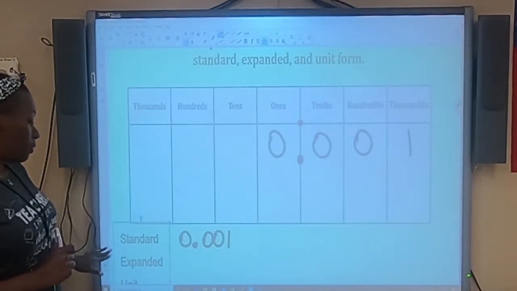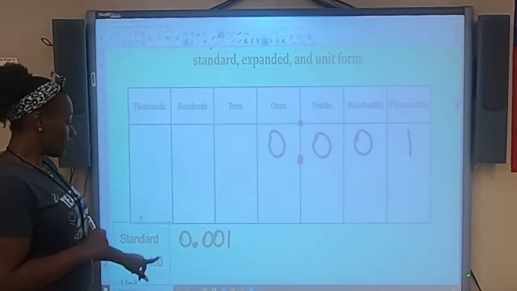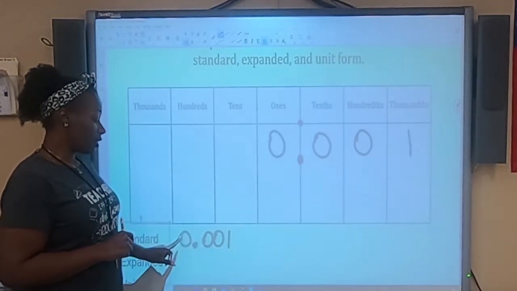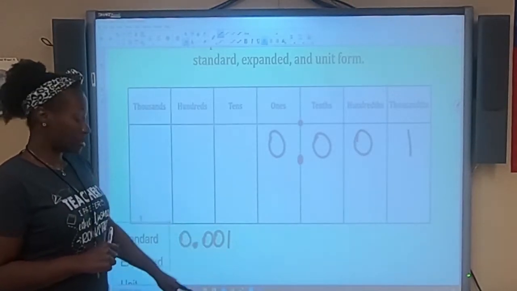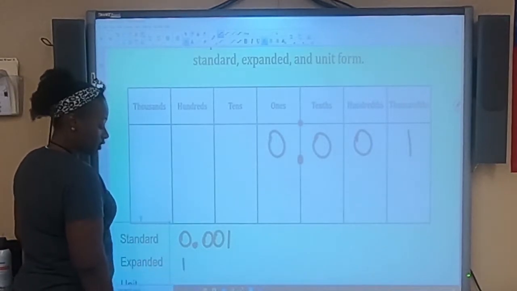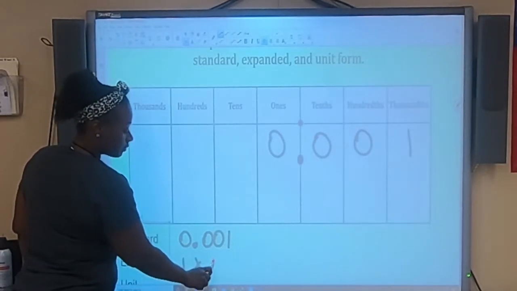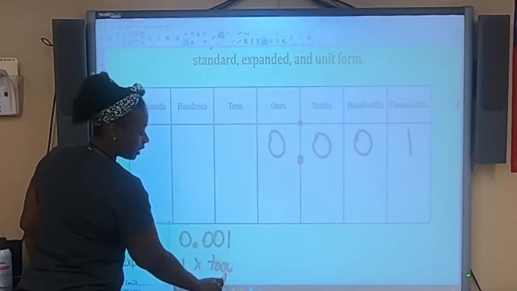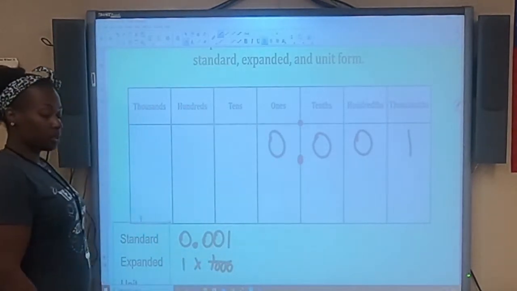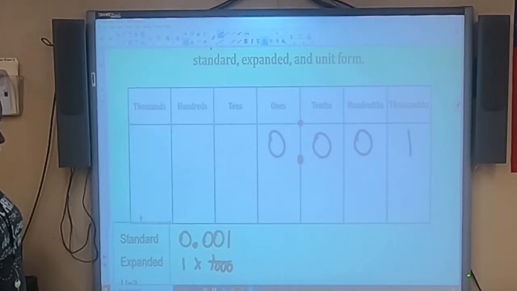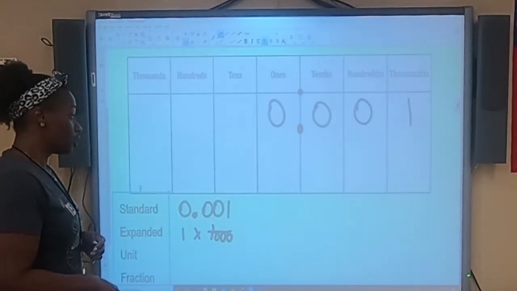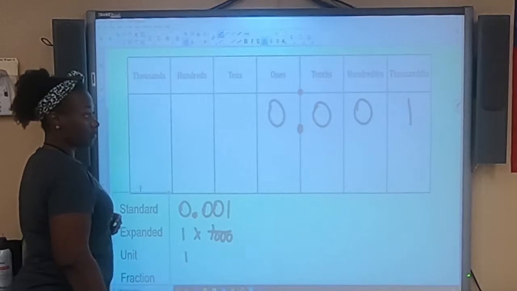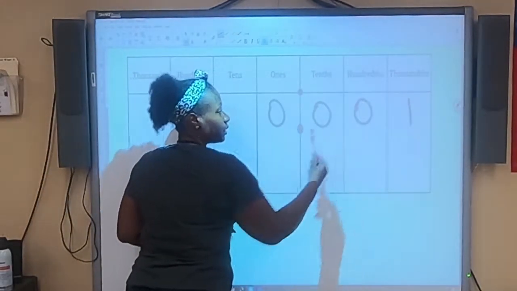Now for expanded form, remember that's a multiplication sentence. Notice all of these place values are 0, so I don't have to write anything for them. The only place value that has a digit is the thousands. So for expanded form, I'm going to write that digit times its place value, which is the thousands place. So there's our expanded form. For unit form, remember that is the number or the digit and its unit. So the only digit we have is 1, and the unit is thousands.